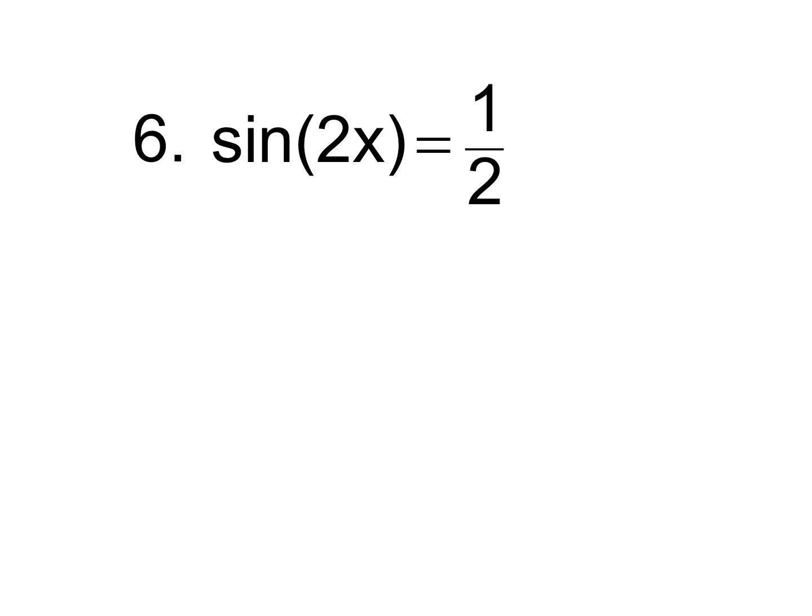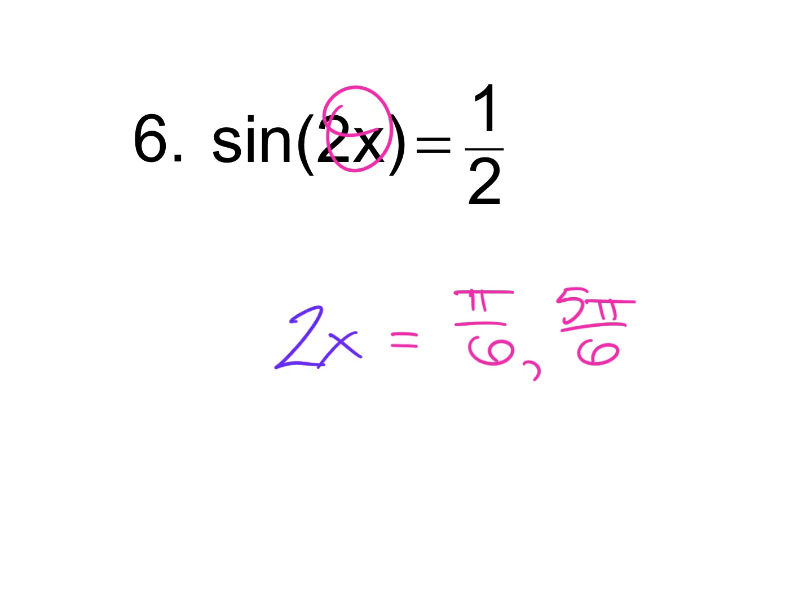Again, the same idea. We're just going to say, okay, that's like one big theta. Where is sine 1/2? Pi over 6. Where else is sine 1/2? 5 pi over 6. Are those the only 2 answers in our first loop around the circle? Yes. All right, now, remember that these aren't our final answers for x. These are our answers for 2x, right?